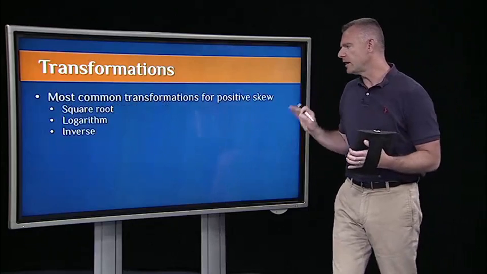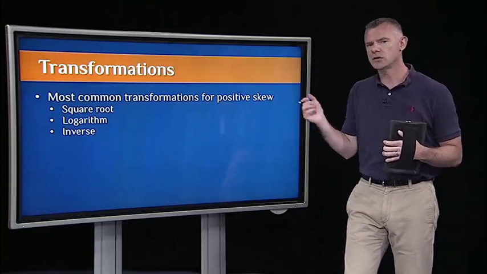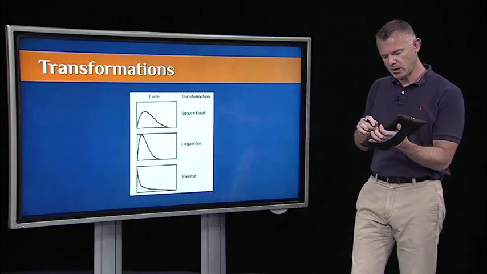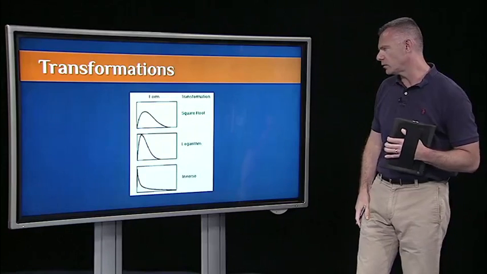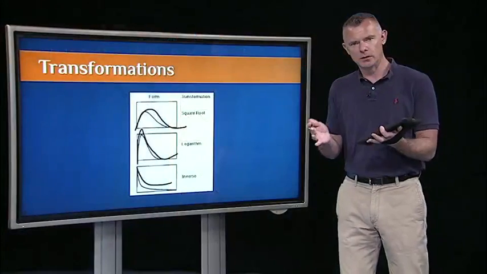The most common data transformations applied for positively skewed distributions are the square root, the logarithm, and the inverse. Here's a picture of what those look like. If we have a distribution that looks positively skewed, something like this, then a square root transformation might help make it look more normal. If we have a distribution that looks something like this, then a logarithmic transformation might help. And if we have a function that looks like this, then an inverse transformation may help make it look more normal.